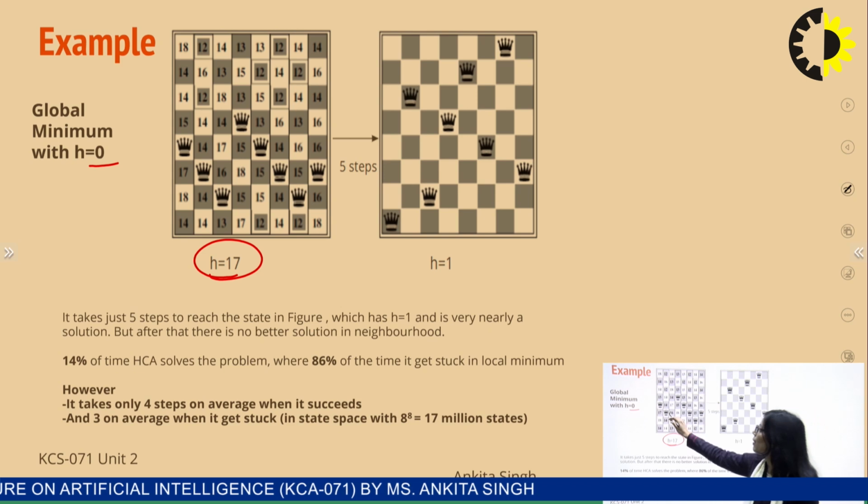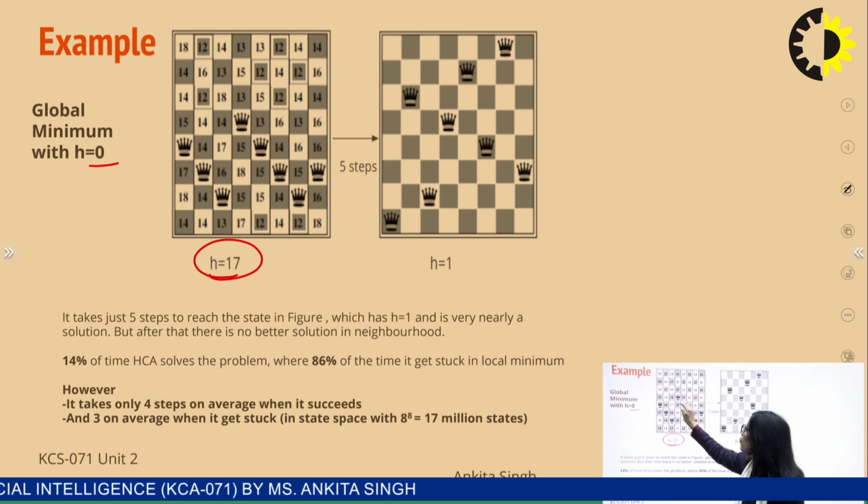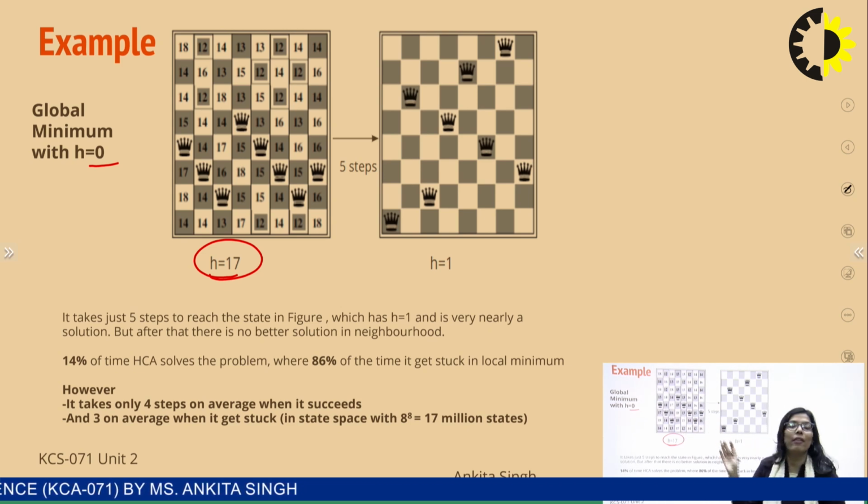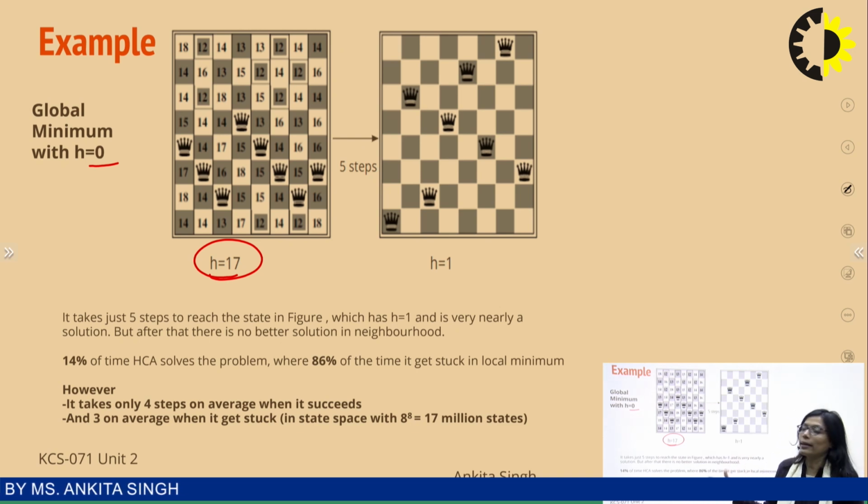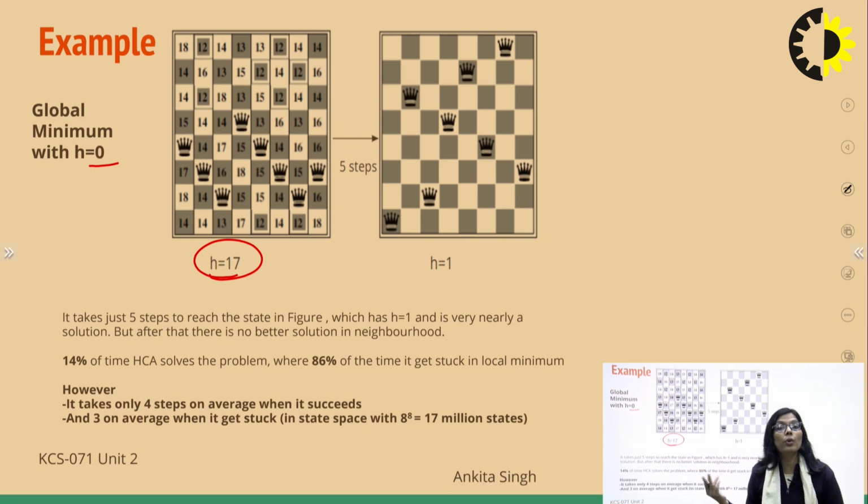You can say this is one pair of queens, 2, 3, 4, 5, 6, 7. Similarly, we can find 17 pairs of queens attacking each other, right? So here our h is equal to 17. Now our goal is to minimize this, right?